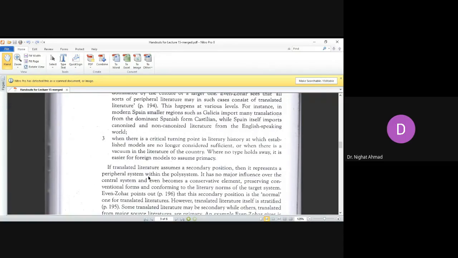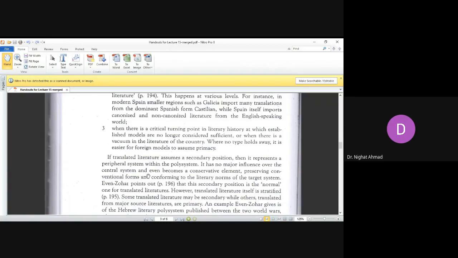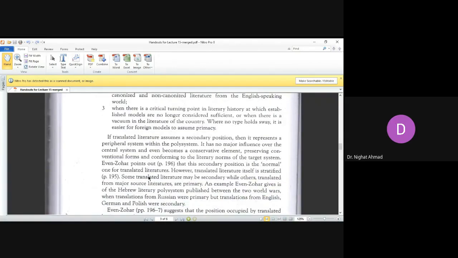Translated literature assumes a secondary position when it represents a parallel system. So any translated literature को अगर आप secondary position में लेते हैं, it is considered that it is coming from the periphery within the polysystem. So it will have no major influence on the central system, and it will become like a conservative element, preserving conventional forms and conforming to the literary forms. Okay? So even Zohar points out that the secondary position is kind of normal for translated literature.